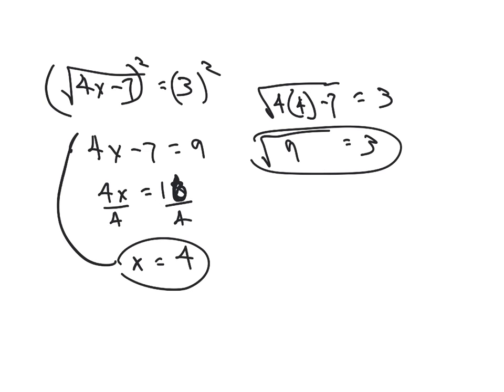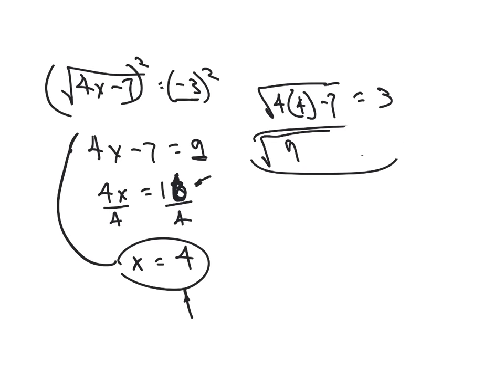Yes, it does. But if we were to make one little change here, let's say that we change this to a minus 3, and we squared it. Everything works the same, right? Negative 3 squared is 9. We add 7 to both sides. We get our 16. Everything works, and we get 4 for an answer.